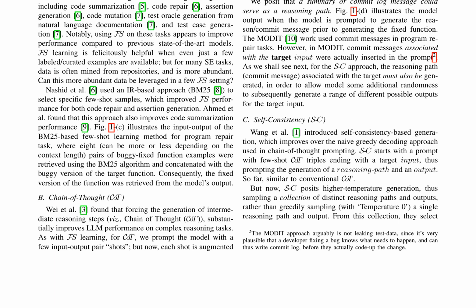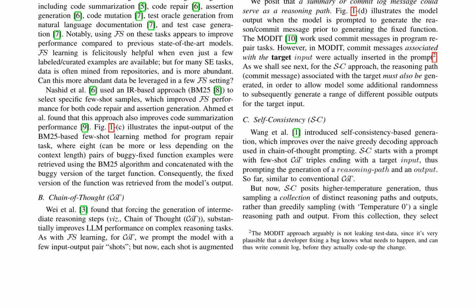However, creating reasoning paths for few-shotting can be challenging, especially in software engineering datasets where reasoning paths are rare. The authors propose that a summary or commit log message could serve as a reasoning path, as illustrated in Figure 1d, where the model is prompted to generate the reason or commit message prior to generating the fixed function.